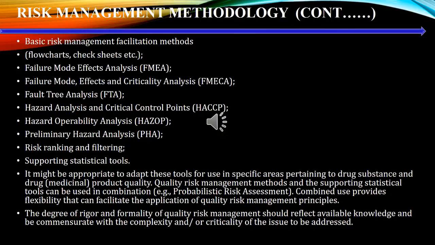It might be appropriate to adapt these tools for use in specific areas pertaining to drug substance and drug, medicinal, product quality. Quality risk management methods and the supporting statistical tools can be used in combination, e.g., probabilistic risk assessment. Combined use provides flexibility that can facilitate the application of quality risk management principles. The degree of rigor and formality of quality risk management should reflect available knowledge and be commensurate with the complexity and/or criticality of the issue to be addressed.